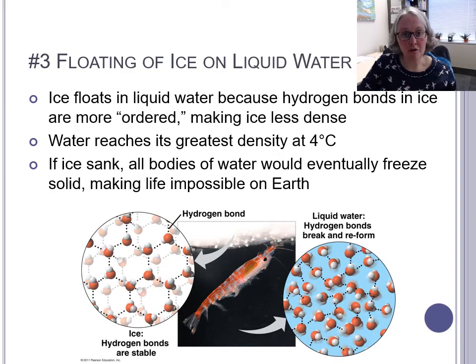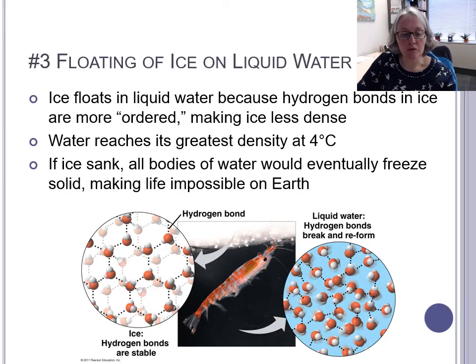So now we've been through our first two emergent properties of water. Number one, water is cohesive. We talked about how that's really important for plants. And number two, water can moderate temperature to permit life here on Earth. The third thing that we want to talk about is that water expands upon freezing. Or another way to say this is that the ice floats.